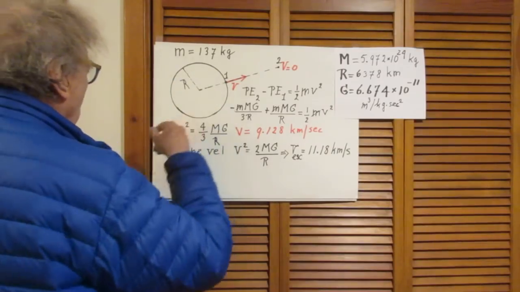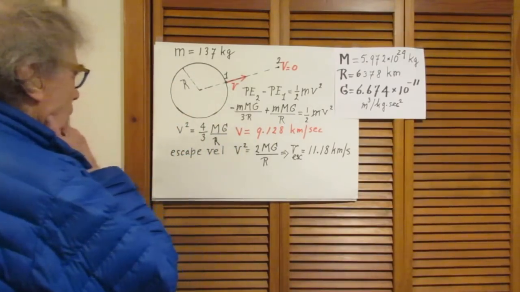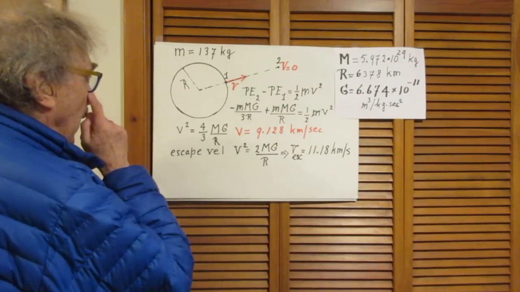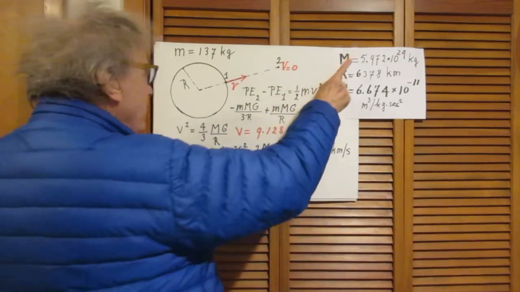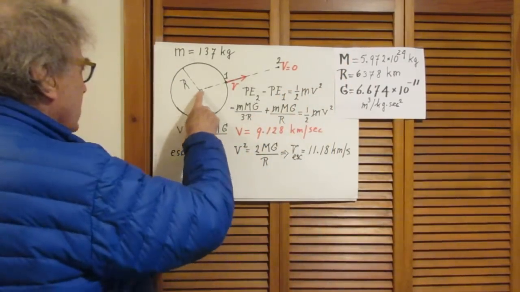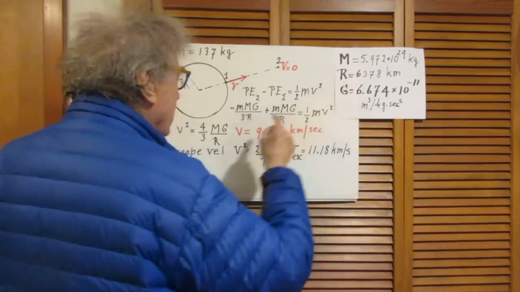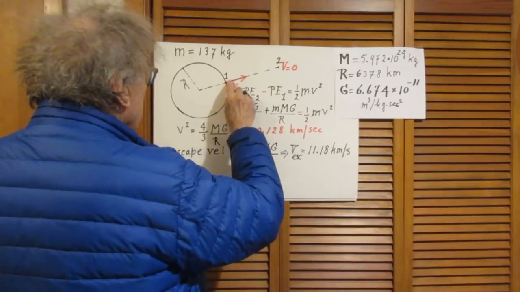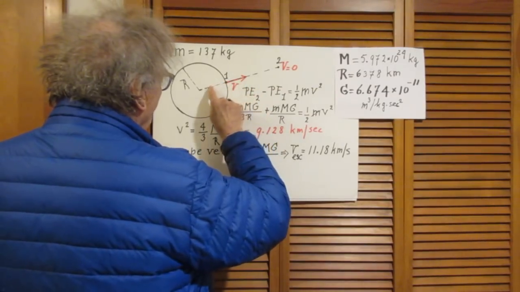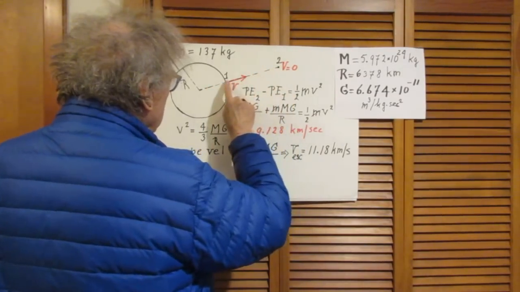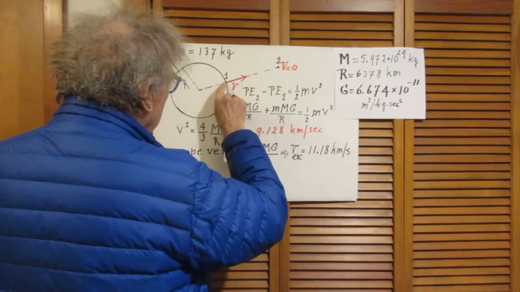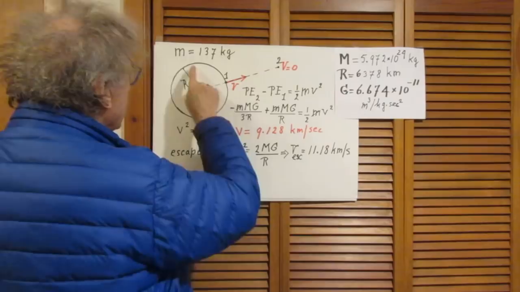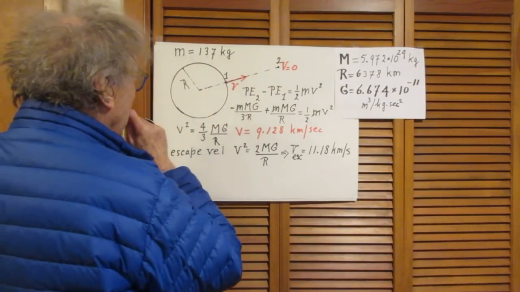This was a planet which has no atmosphere. It has a mass, capital M, which is given here. It has a radius, capital R, which is given here. And we launch an object in the vertical direction. I stand here and I launch it in the vertical direction with speed v, and it has a mass of 137 kilograms.